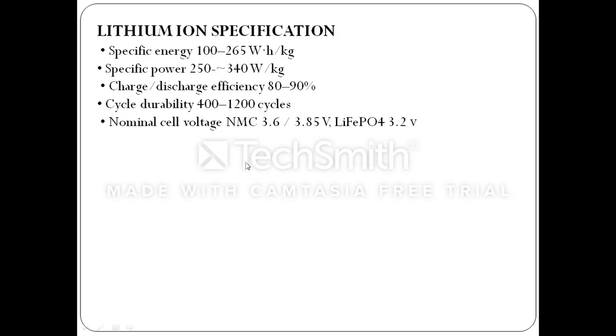Then the specification of a lithium ion battery: specific energy is 100 to 265 watt hour per kilogram. Then specific power is 250 to 340 watt per kilogram. Then charge or discharge efficiency is 80 to 90%. Then cycle durability is 400 to 1200 cycles. Then nominal cell voltage: NMC 3.6 to 3.85 volt, LiFePO4 3.2 volt. So that is nominal cell voltage.